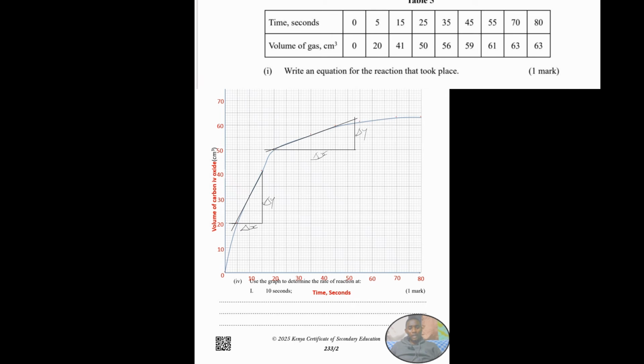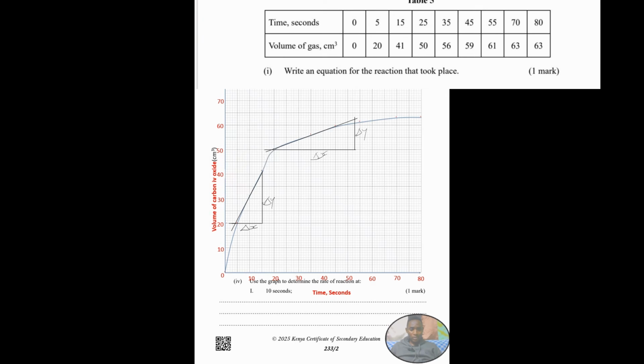So I already have the curve with me. So let's move to the questions. Use the graph to determine the rate of reaction at 10 seconds. When you are told to use the graph that you already have drawn to determine the rate of a reaction, you come to your graph, then you look for that 10 seconds. So my 10 seconds is at this point.